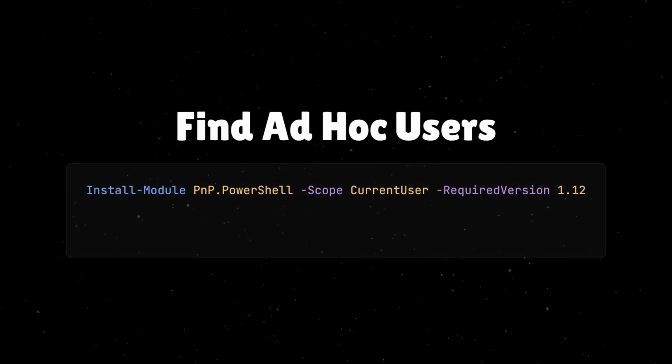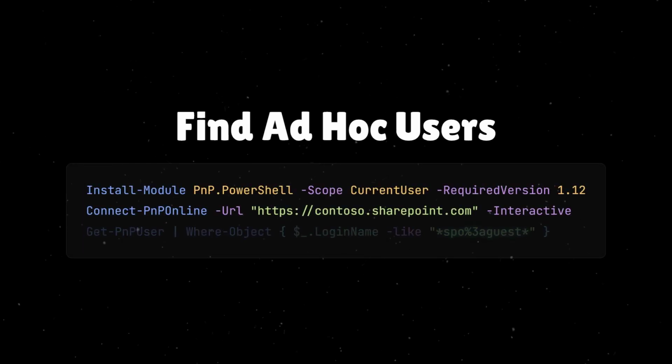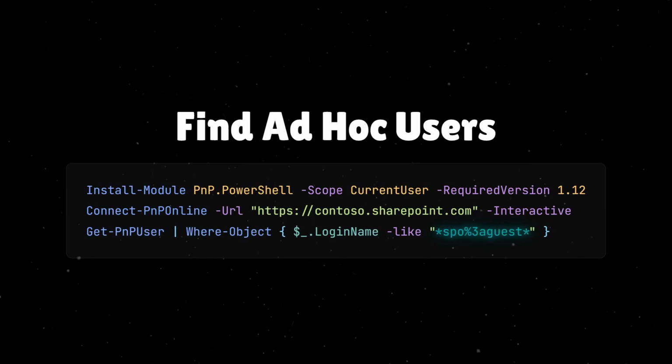So, how do you actually find these hidden users? The best approach is to use a PnP PowerShell script to find all ad hoc users for a specific site. Once you get a report on all ad hoc users, you can share it with the site owners, telling them to prepare for a potential disruption on a specific date. And that's the deal with ad hoc users in SharePoint Online. They're easy to miss, but important to track, especially if you care about security and compliance.